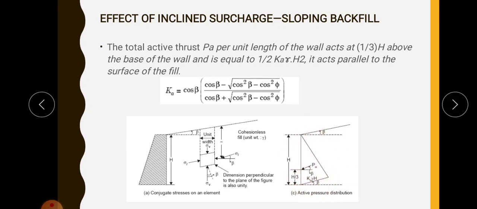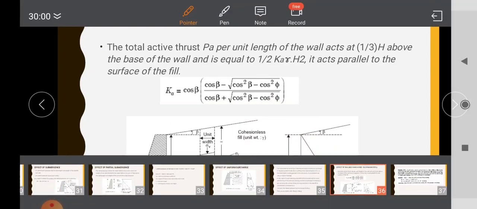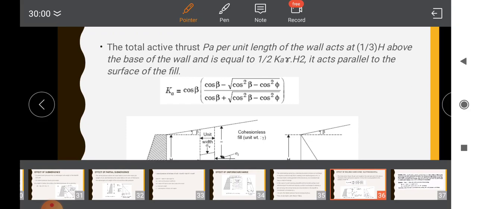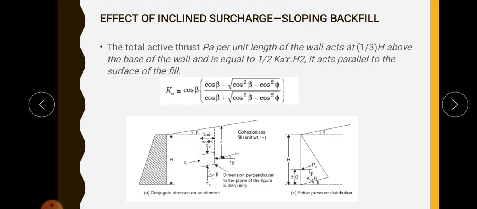Here the only difference is that the equation of Ka changes, that is, the cos beta term will be there. So you have to learn this equation by heart: cos beta into cos beta minus root of cos square beta minus cos square phi divided by cos beta plus root of cos square beta minus cos square phi. So this is in the case of active case. For the passive case this negative will become plus. So for the passive case, Kp for the inclined case will be cos beta into cos beta plus root of cos square beta minus cos square phi divided by cos beta minus root of cos square beta minus cos square phi.